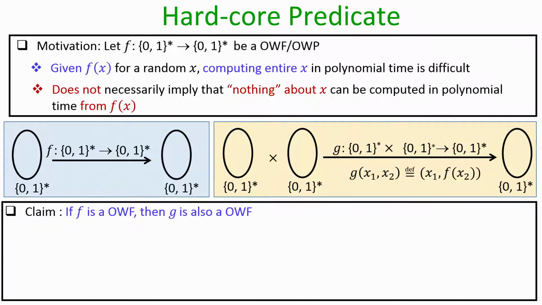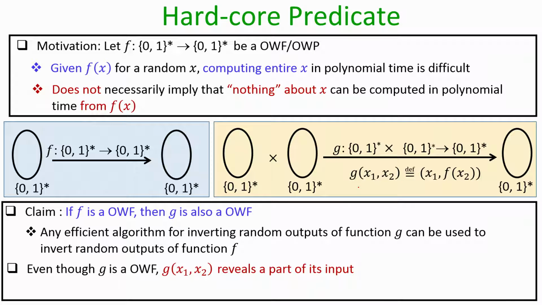So, we can formally establish this fact using a reduction argument. I am not going into the reduction argument, but basically the idea here is that if f is a one way function, then the function g, which is a 2 input function constructed like this, is also a one way function, provided both x1 and x2 are of roughly the same size.